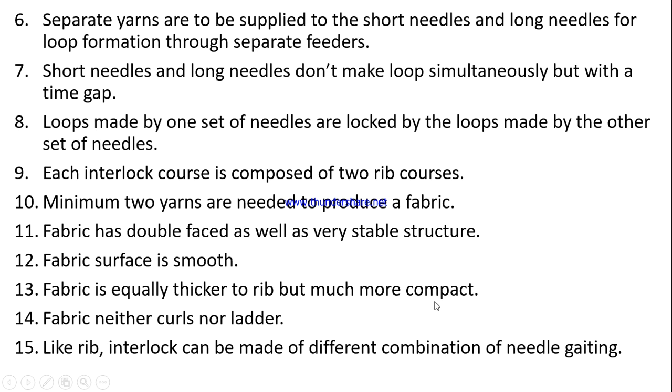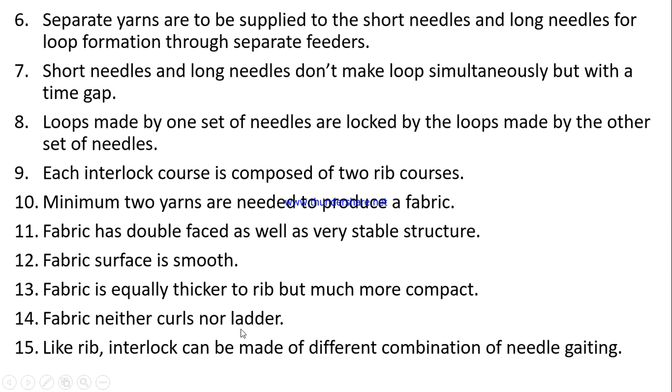The thickness of the interlock fabric is equal to that of the rib fabric, but it is much more compact because in the same space a greater amount of yarn is accommodated. If the thickness is the same as that of the rib, there is double the amount of threads present in the same space, with the same thickness in the interlock fabric. That's why the fabrics are more compact in nature.